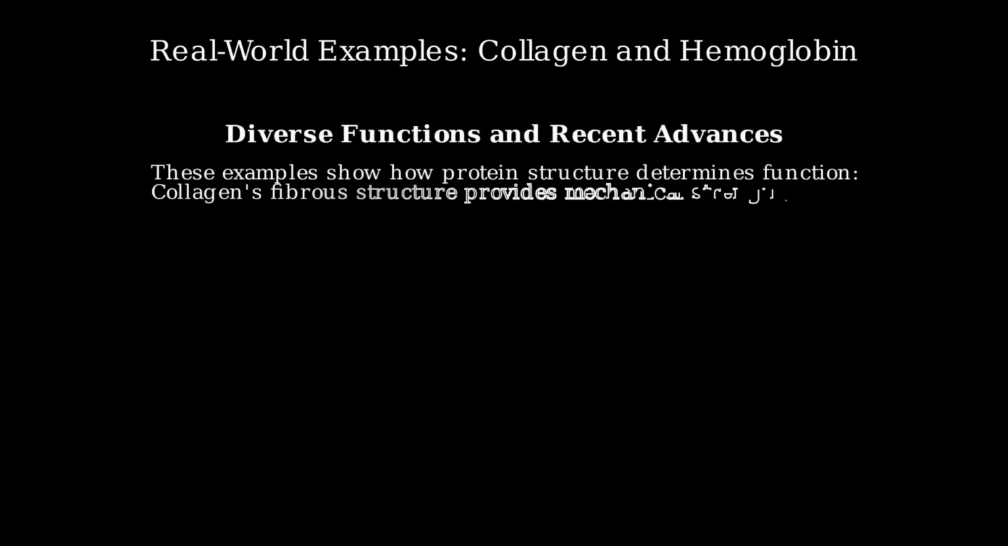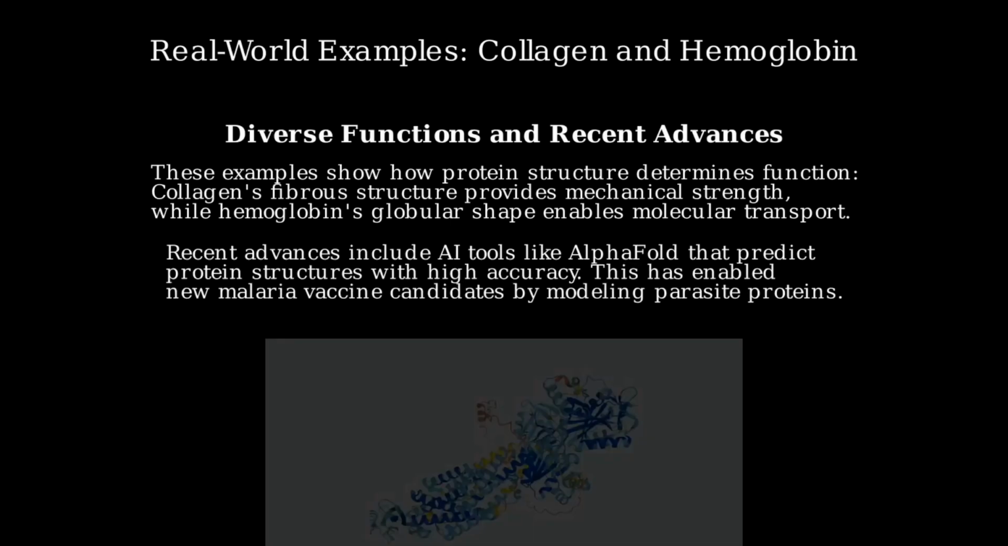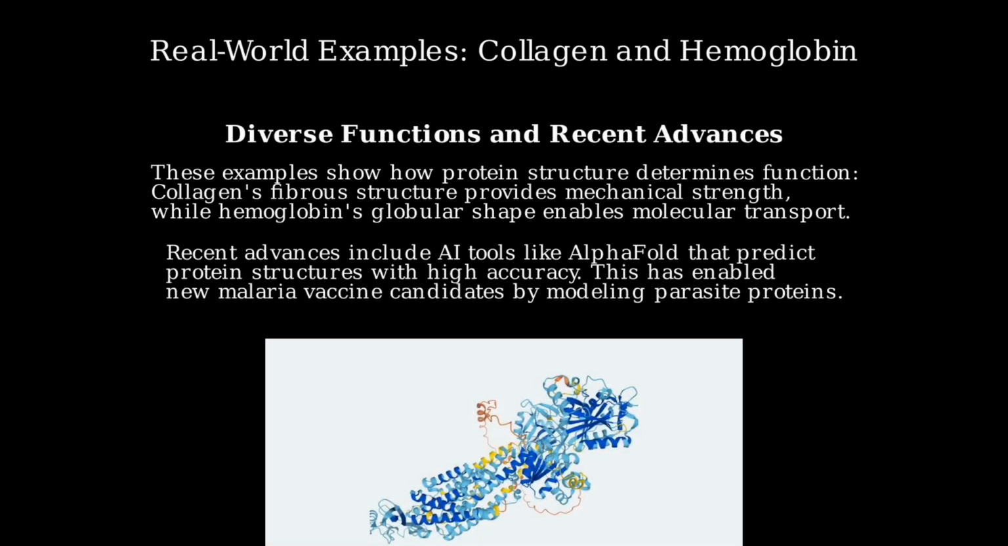Collagen and hemoglobin exemplify how different protein structures enable diverse biological functions. Collagen's elongated fibrous form provides tensile strength to tissues, while hemoglobin's compact globular structure allows efficient oxygen binding and release.